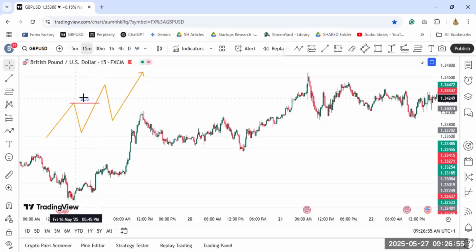So when that happens, ensure that it is not with a wick, because if it is with a wick, it is telling you that the market is not ready to go up.